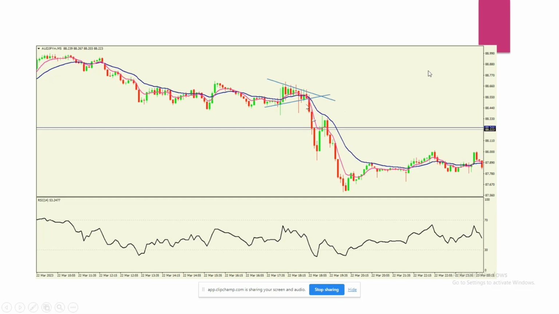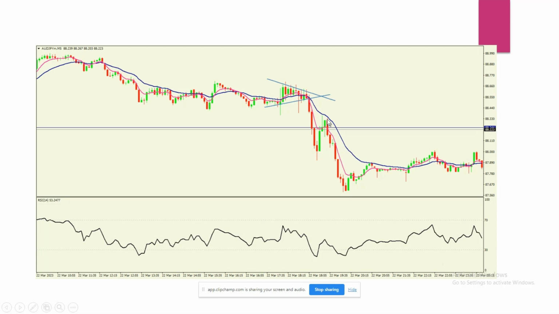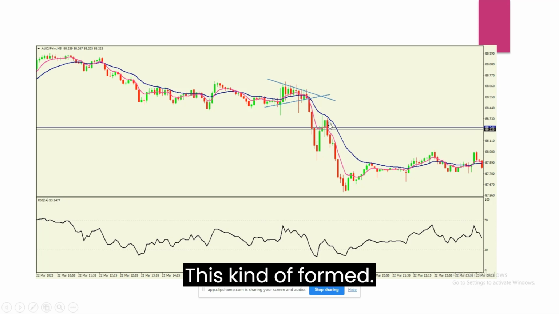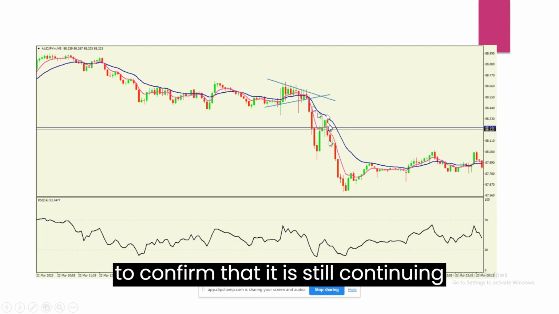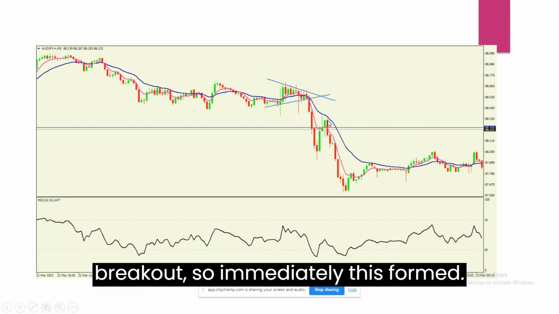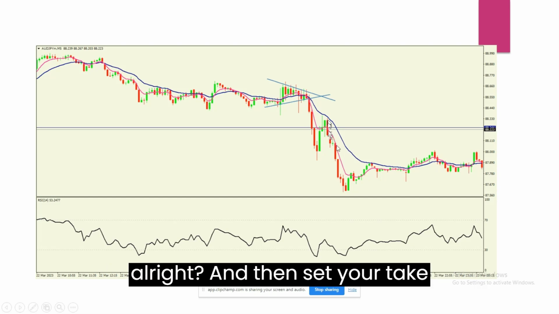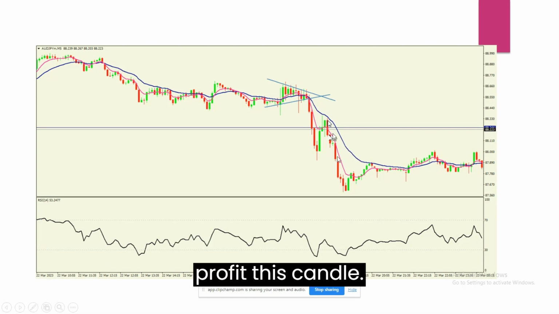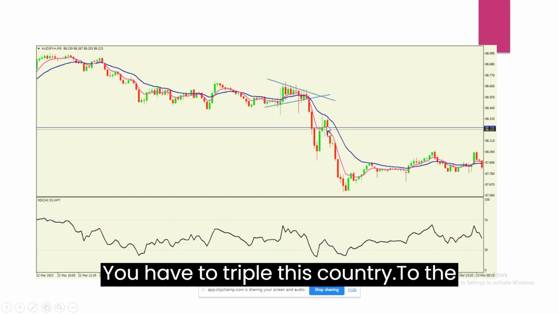But when the market now pulls back and this candle formed, I also used a moving average to confirm that it is still continuing to the downside, that it is not a false breakout. So immediately this formed, you have to enter your trade here, and then set your take profit. This candle, triple it, 1:3 ratio. You have to triple this candle to the downside.